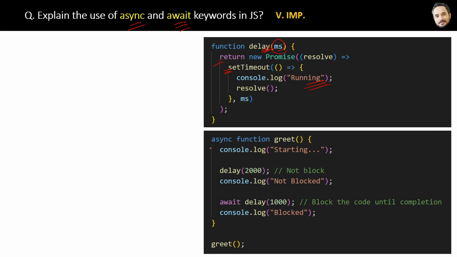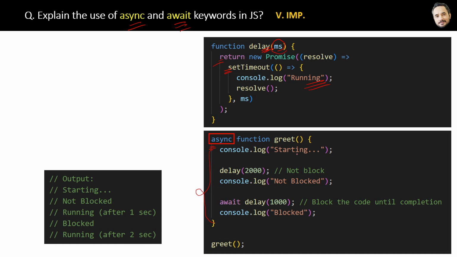Here is an async function greet. The role of this async keyword is to make the whole method run asynchronously. Okay, what it means is, when I execute this, here is the output. Then the starting will be printed. Then this delay function will be called with 2000 milliseconds as a parameter.